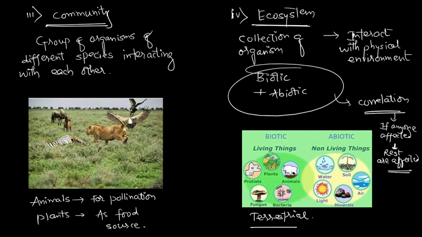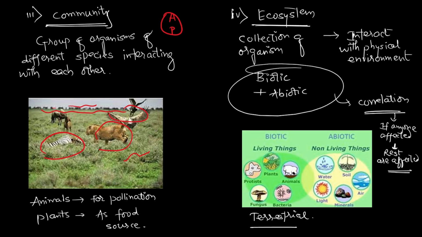Now, what is community? The different organisms, the different species, when they live together and interact with each other, that is said to be a community. The various living beings, such as animals and plants, when they interact with each other and live together, for example, a lion, an eagle, a zebra, and different species, and the grassland and the plants and trees, when they are living together and interacting with each other, that is what is said to be a community in ecological terms.